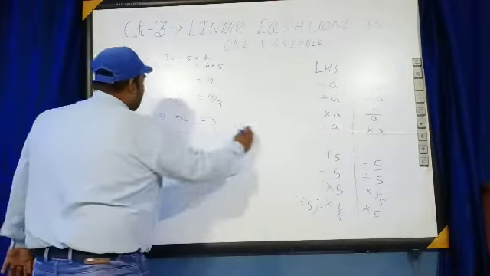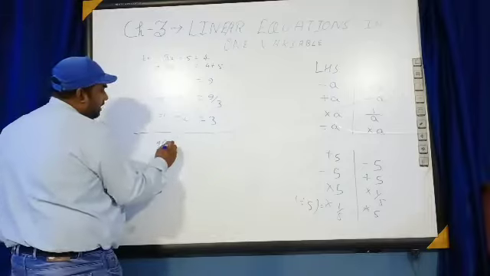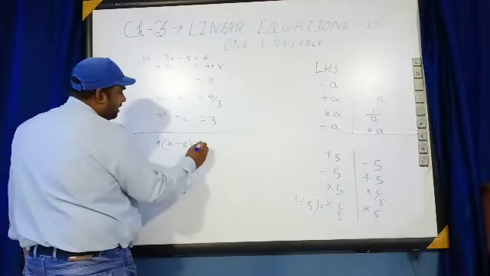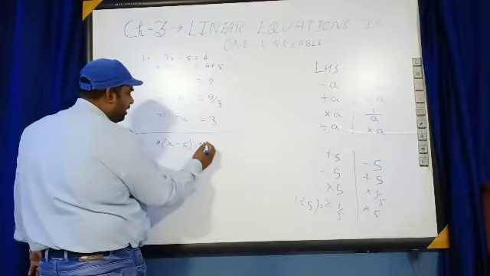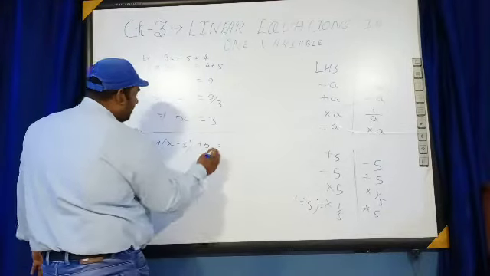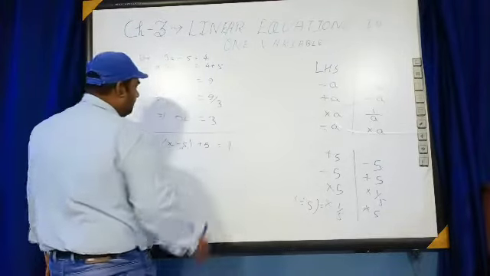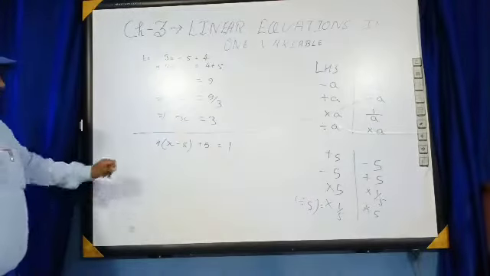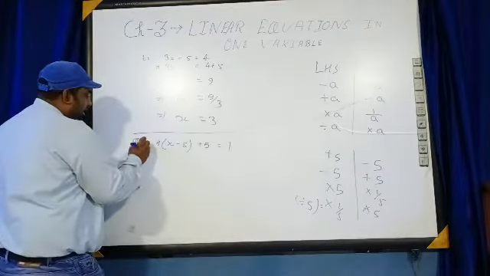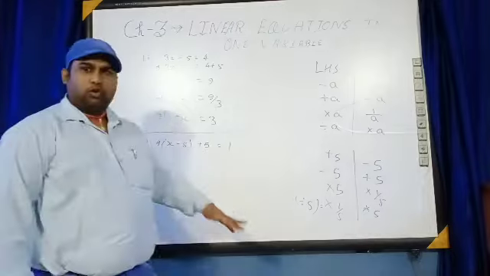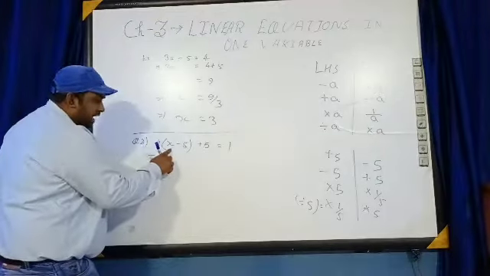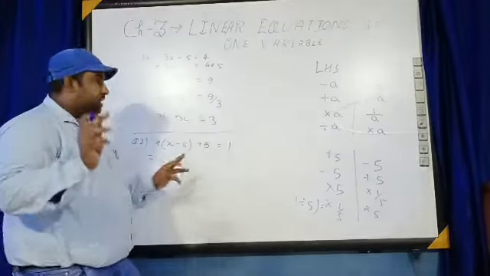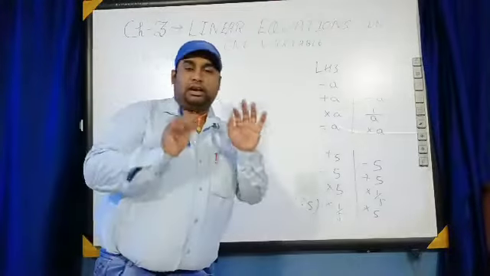Now let's look at one more example. Suppose here we have 4(x minus 5) plus 5 is equal to 1. You have to solve this equation. What is the process? The same process we will apply. Look here: 4(x minus 5). Generally, this is the type of equation where students go wrong.